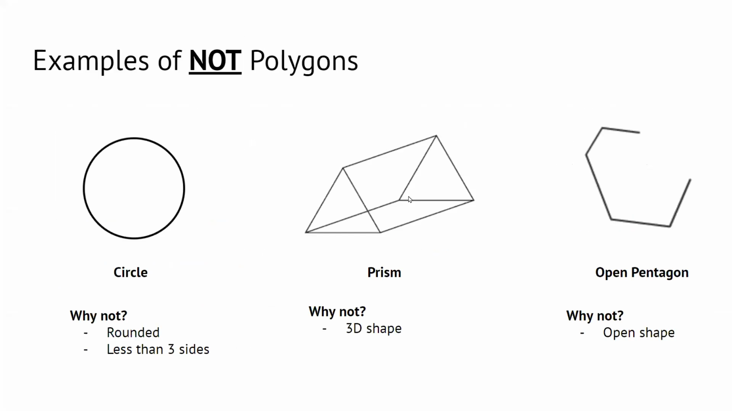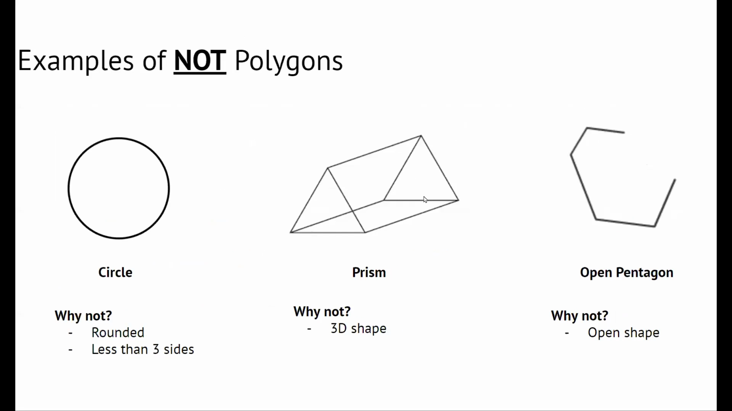And then here are some examples of things that are not polygons. The first one is a circle because it is rounded, which means it doesn't have straight sides and also has less than 3 sides. Then there's a prism because it's in 3D and not 2D. And then lastly, an open pentagon, because it's not a closed shape.